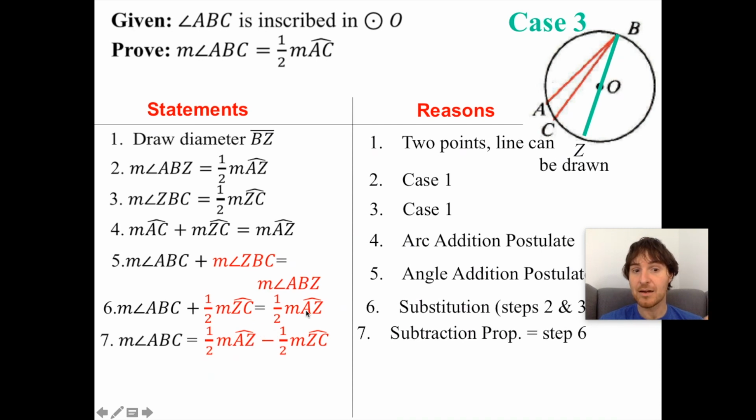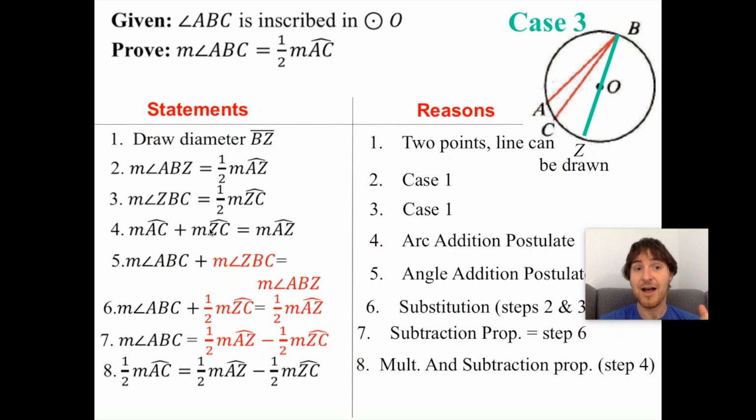So remember, we got here differently, right? We got here from the angle addition postulate and then substitution, and then we subtracted, and we got it set up like this. I can also change statement 4 by simply subtracting the measure of arc ZC, which is going to be, I'm doing two things at once here. I subtracted the measure of arc ZC, moved it to the right side, and I needed to save some space. And then I multiply both sides of step 4 by a half, right? And what do we notice? Well, this expression here is the same expression in the equation in step 7.